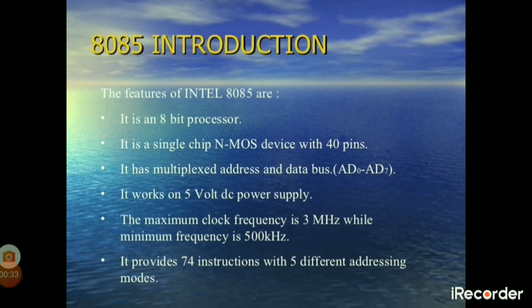So the question is, what is microprocessor? A microprocessor is a CPU in a form of chip. We can call it a CPU, that is Central Processing Unit, the main part of computer.